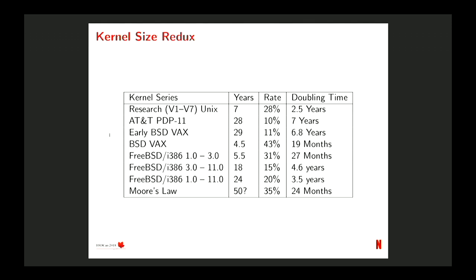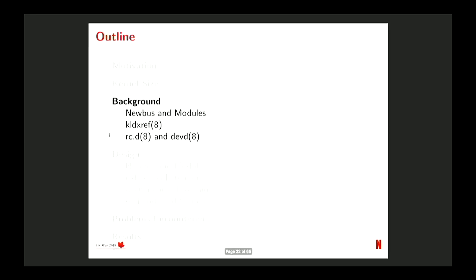This just shows a similar thing. It's not quite as fast as Moore's Law in terms of the doubling, but it's still very concerning because there's a lot of indication Moore's Law isn't happening anymore. So we need to do something about the growth of the kernel size, otherwise we'll be growing faster than Moore's Law and eventually we'll have a problem, particularly since it's exponential growth.